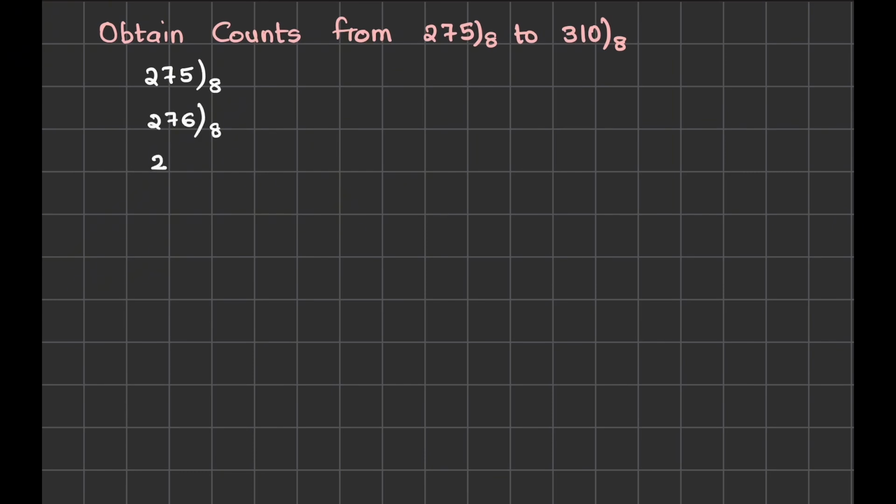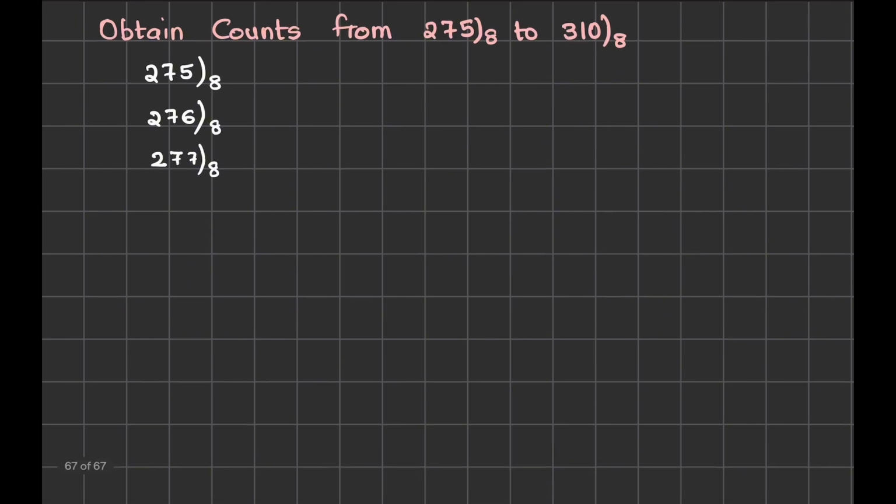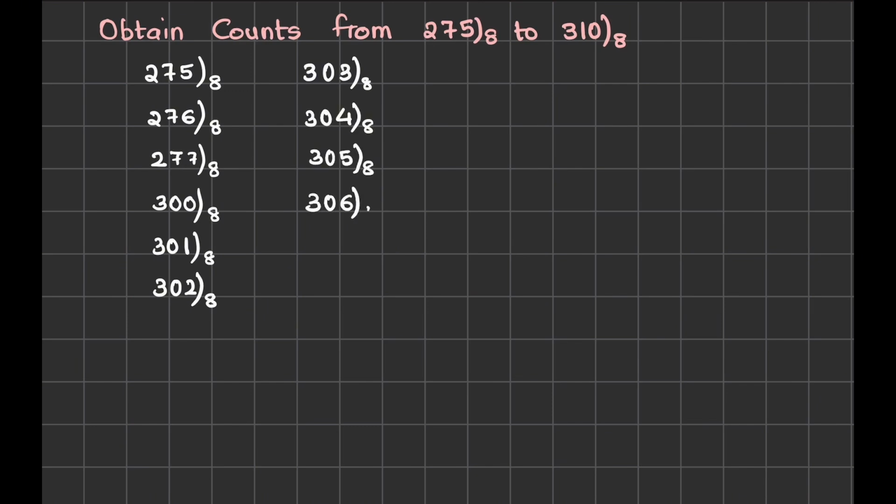Now let's do an exercise to know more about the octal system. We have a question here: obtain counts from 275 to 310 in the octal system. So we have 275, 276, 277. After 277, we get 300 because we don't have 8 and 9. Then we have 301, 302, 303, 304, 305, 306, 307, and then comes 310, since we don't have 308 in our system.